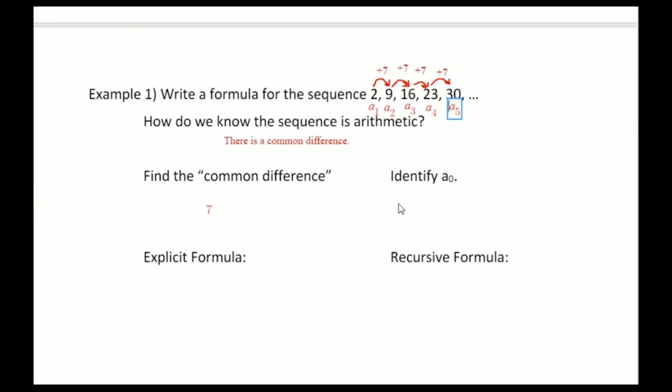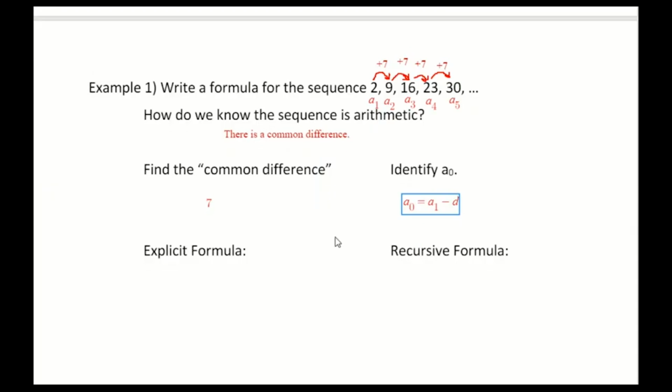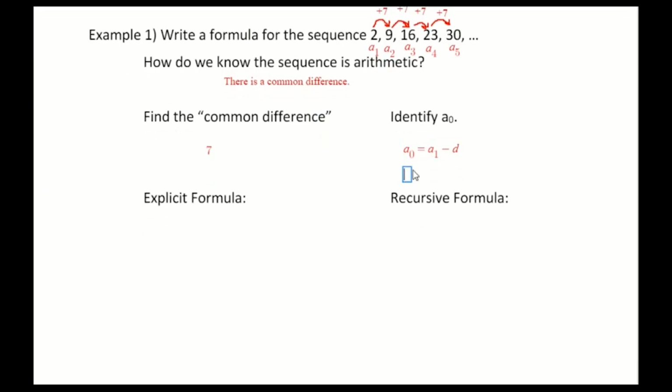So that a sub 0 is going to equal that first term, a sub 1, minus the common difference. Right? That's the formula that I gave you on the previous slide. So a sub 0 is going to equal that 2 minus the common difference, which is 7, and we get negative 5. Oop, not 0.5, we got negative 5. So the a sub 0 here is negative 5.